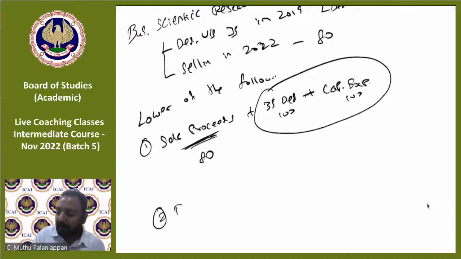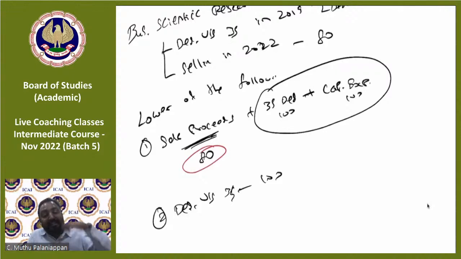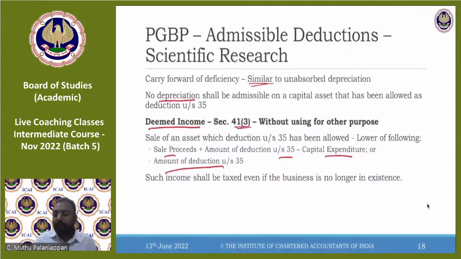Second is deduction under section 35. How much was the deduction? 100. So whichever is lower, which is lower? 80. So 80 will be treated as deemed income under section 41 clause 3. And such income shall be taxed even if the business is no longer in existence.